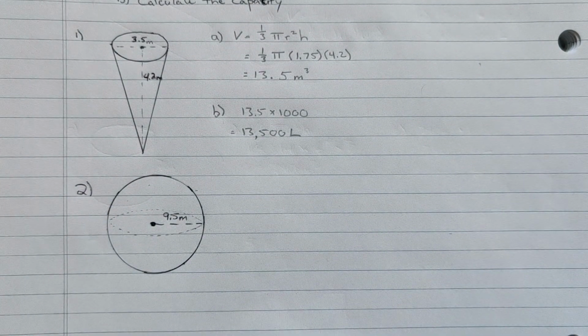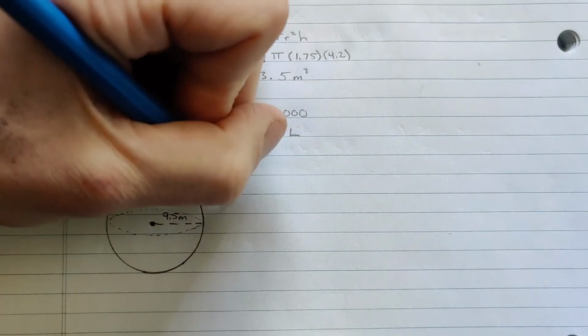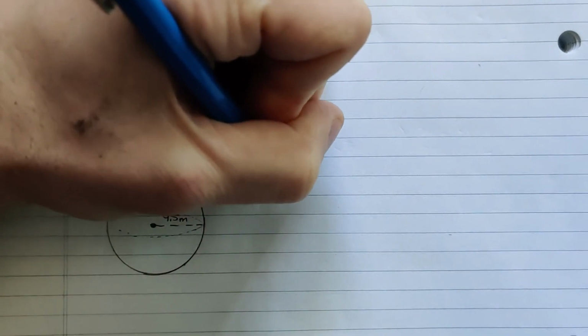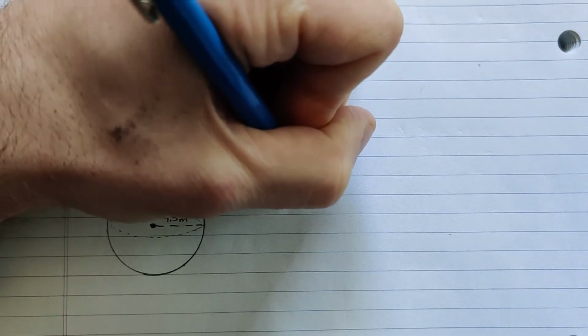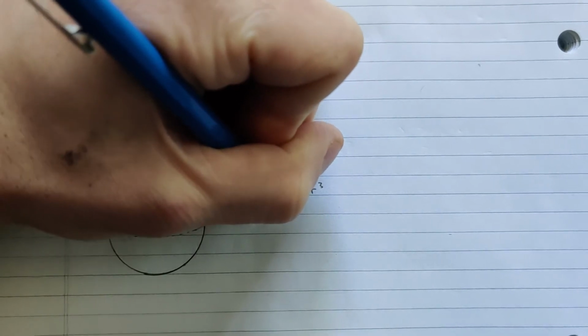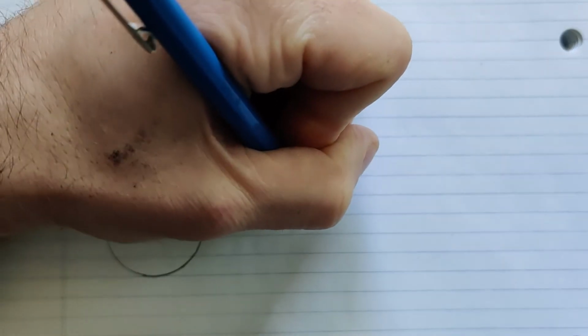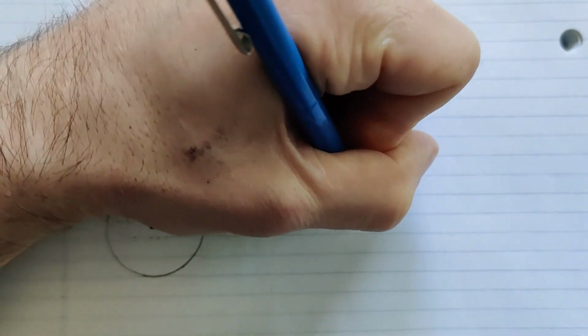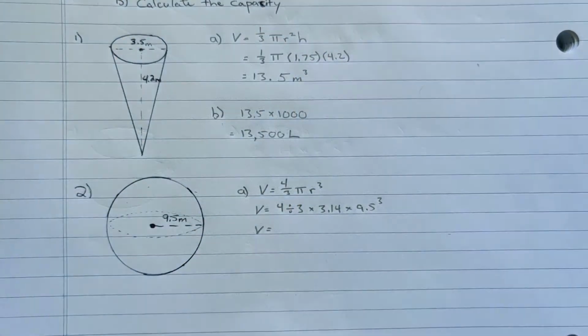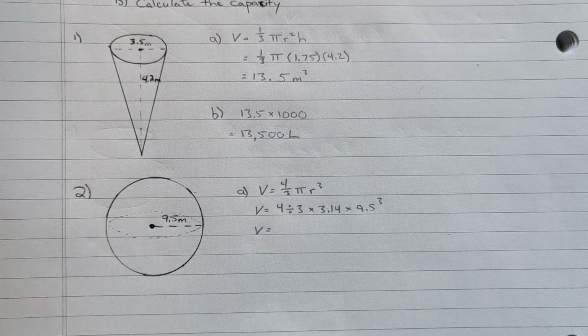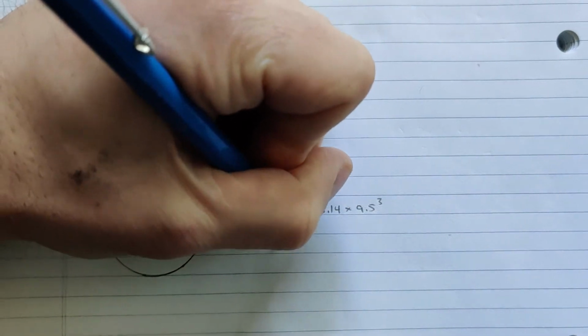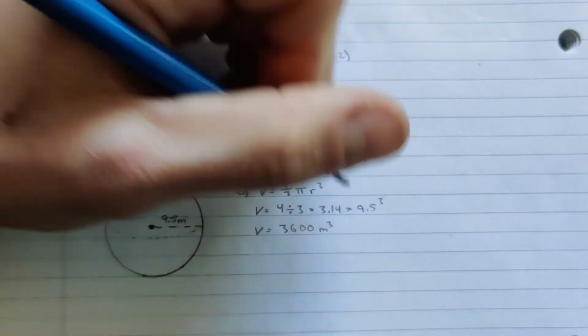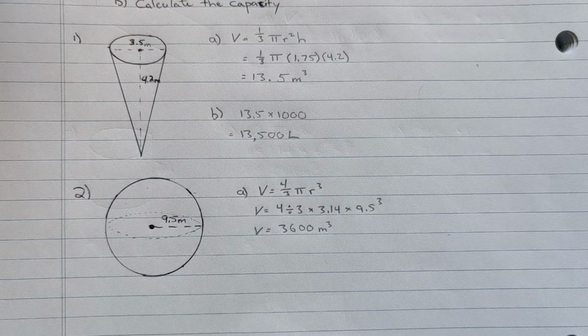And then our sphere here, we have a radius of 9.5. So we need to plug all that into the volume formula first. So the volume equals 4 divided by 3 times pi times r cubed. So we fill all that in. Again, I can even write it like this: 4 divided by 3 times 3.14 times 9.5 to the power of 3. And so I work all that out, multiply those together, put my 9.5 to the power of 3 first, and I end up with an answer approximately 3,600 meters cubed. And so there's our volume.